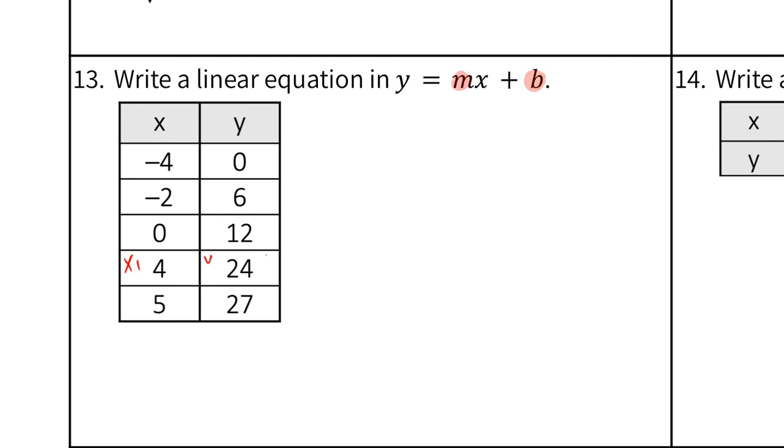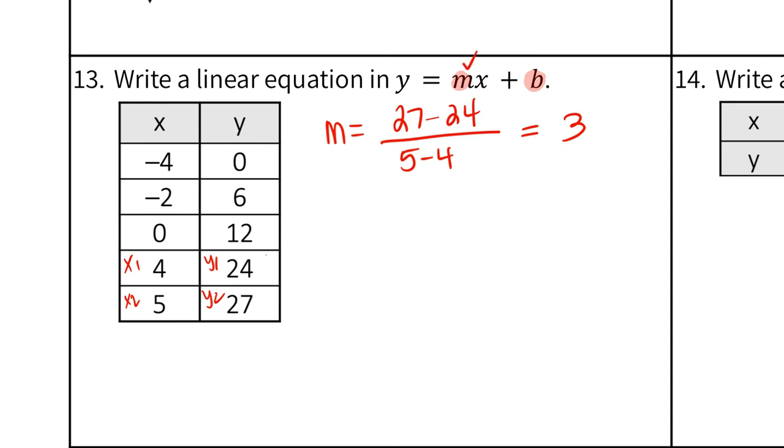So x1, y1, x2, y2. So for slope, I would have 27 minus 24 divided by 5 minus 4. And that just gives me, it's a whole number, so it gives me 3. Cool, so I have M. So M is taken care of.